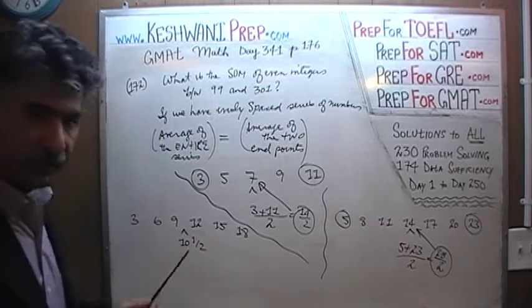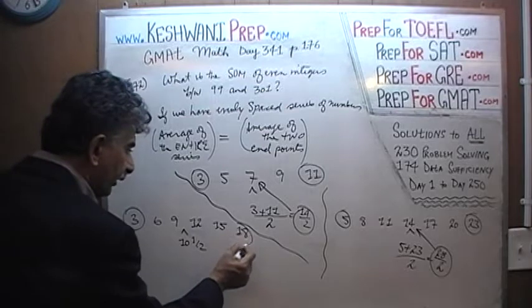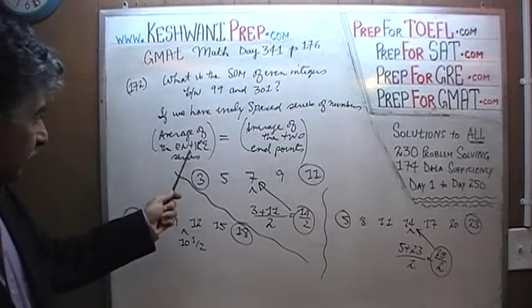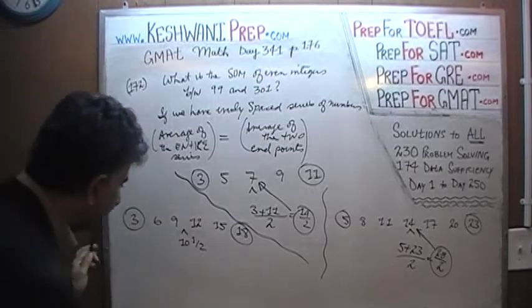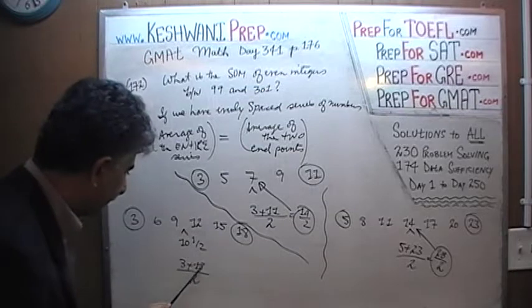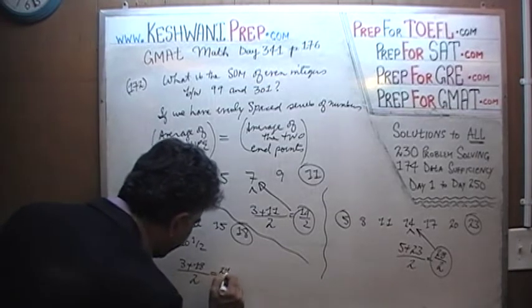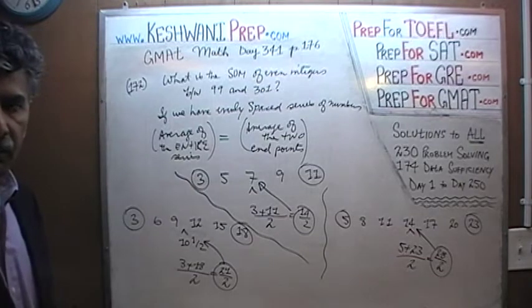Again, that was one way to figure it out. Another way to figure out the average of the entire series is to simply take the average of the two endpoints. 3 plus 18 over 2. 3 plus 18 is 21. 21 divided by 2 is 10.5.